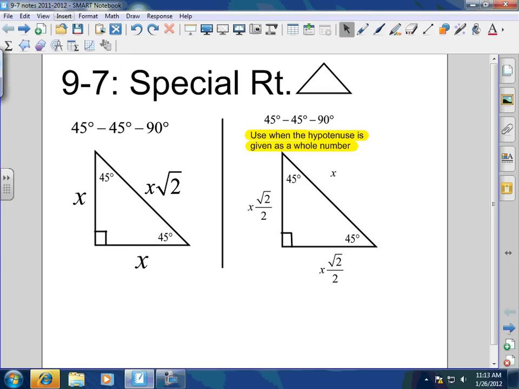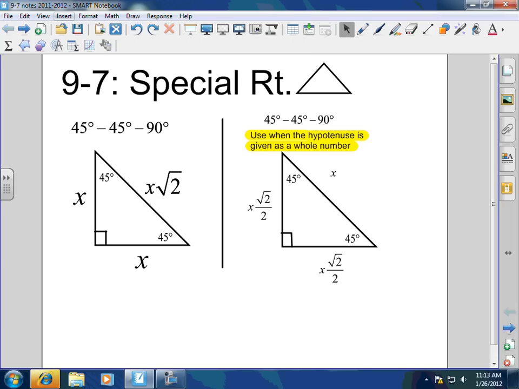For 9-7, we're talking about special right triangles. For special right triangles, there are two types: the 45-45-90 and the 30-60-90. Right now, we're going to focus on the 45-45-90.